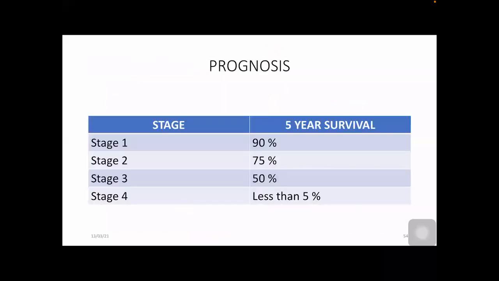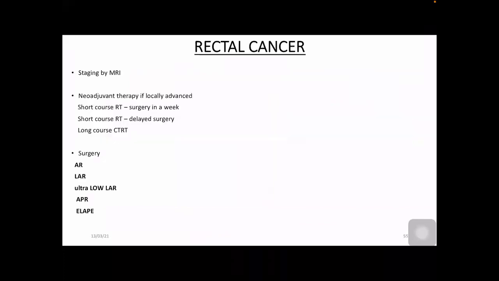You must remember this prognosis because colorectal cancer is very common, and based on the stage, you should know the prognosis. Stage 1 cancer, 90% 5-year survival. Stage 2, 75%, stage 3, 50%, and stage 4, less than 5% 5-year survival.